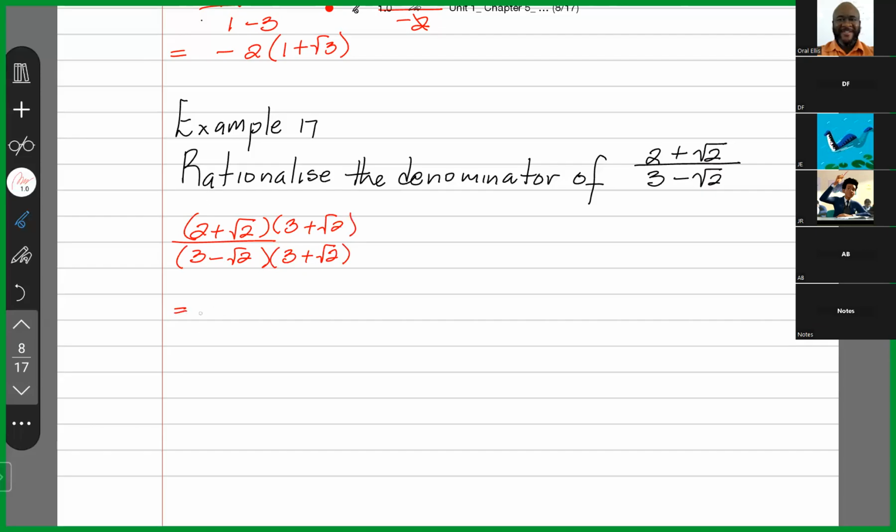So on the top, let's multiply the binomials. 2 times 3 is 6. 2 times root 2 is 2 root 2. Root 2 times 3 is 3 root 2. And root 2 times root 2 is 2. In the denominator, we're multiplying conjugate surds. So the answer is going to be 3 squared, which is 9, minus root 2 squared, which is 2. So what I have in the numerator is 6 plus 2, which is 8. 2 root 2 plus 3 root 2 is 5 root 2. And this is over 7.